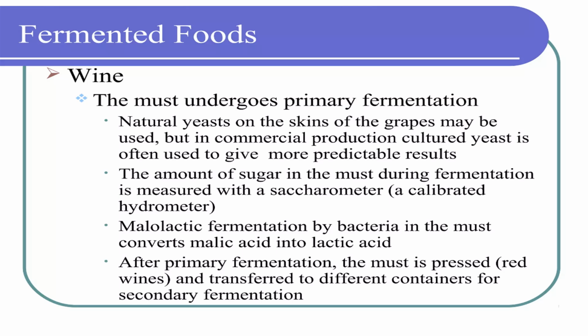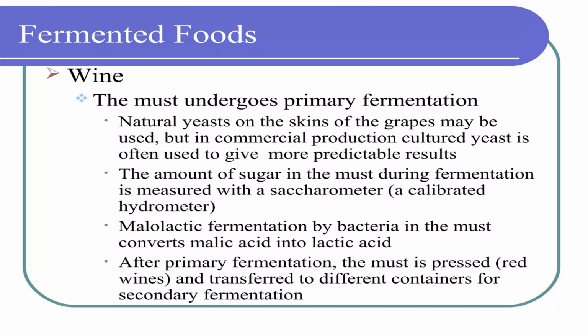The must undergoes primary fermentation. Natural yeast on the skins of the grapes may be used, but in commercial production, cultured yeast is often used to give more predictable results. The amount of sugar in the must during fermentation is measured with a saccharometer, a calibrated hydrometer. Malolactic fermentation by bacteria in the must converts malic acid into lactic acid.